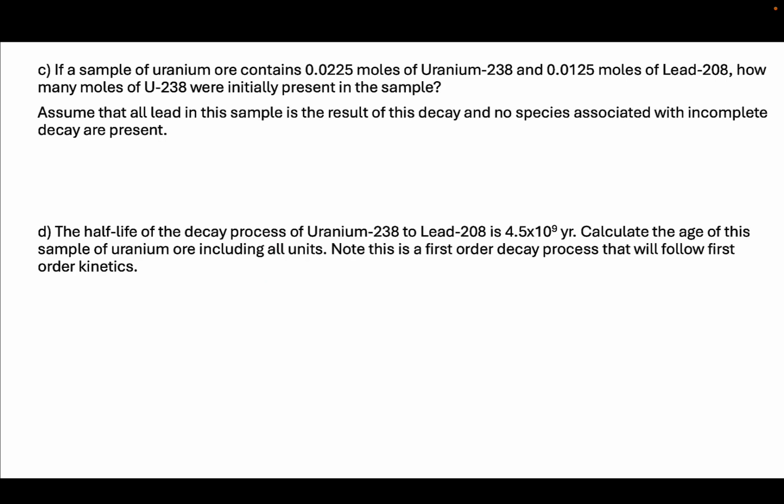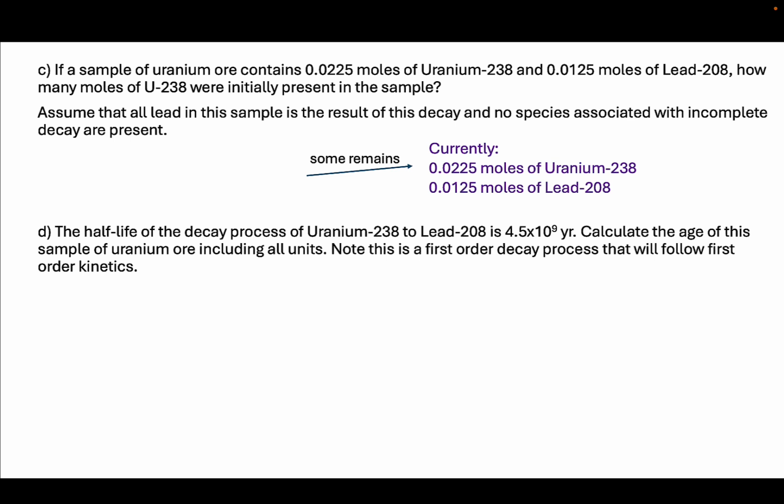Okay, so now we want to do some more analysis, and we are having this sample of uranium ore. It contains a certain number of moles of uranium and a certain number of moles of lead. And we want to first know how much uranium was initially present, assuming that all the lead came from uranium and that the uranium was not formed into anything else. And so let's write down what we know here, right? Currently we have a certain number of moles of uranium and a certain number of moles of lead.